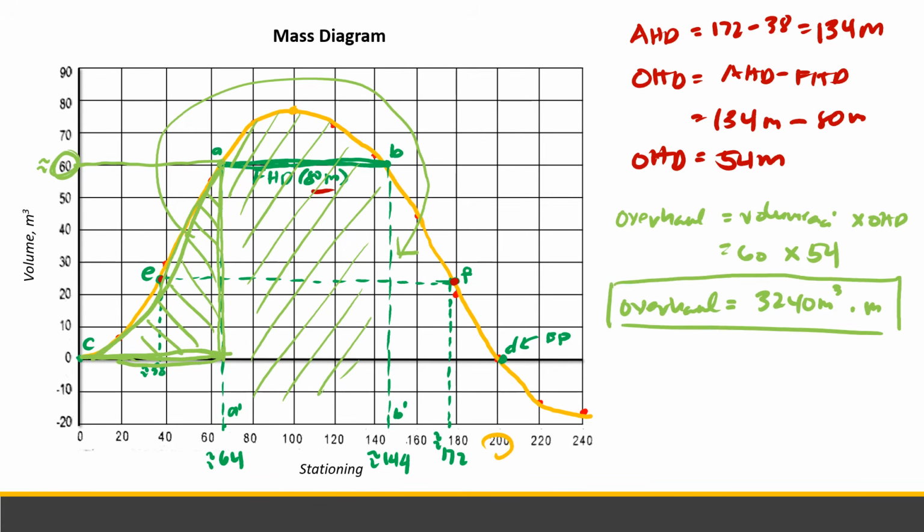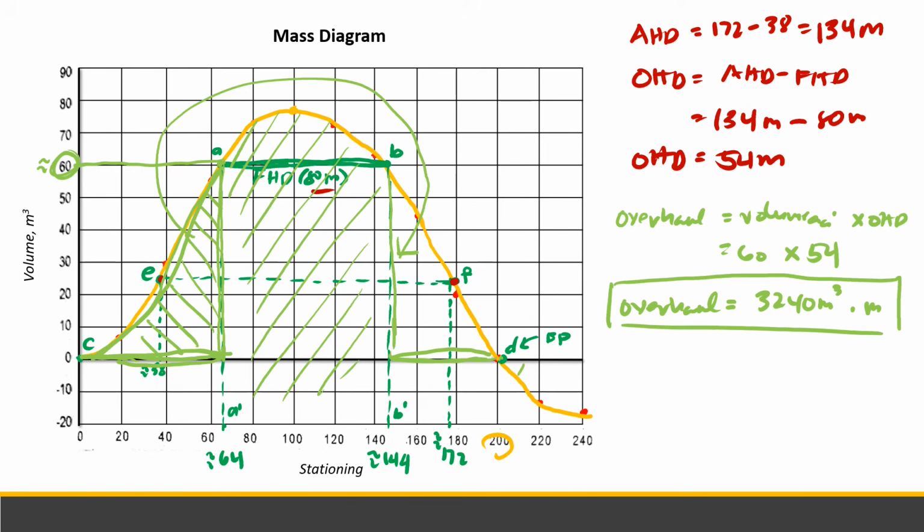So that is our overhaul. So this is the multiply by the cost of overhaul. So that is the volume of soil that we will overhaul beyond the freehaul distance, going to this section. So that is where it balances then.